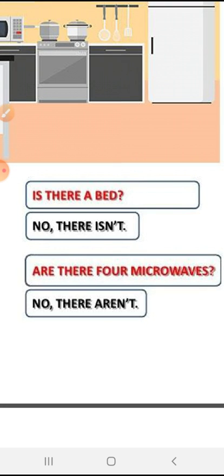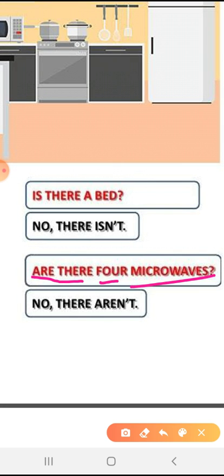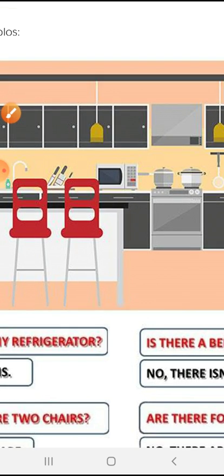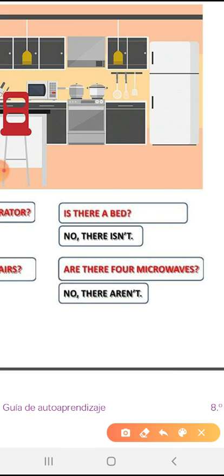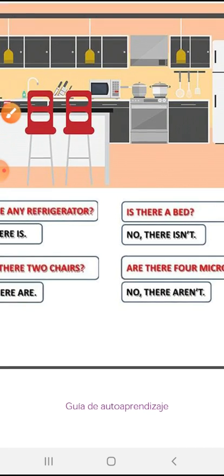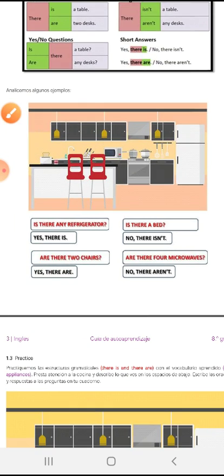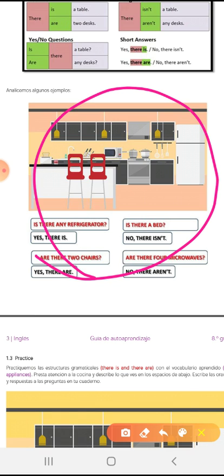Now the final example. Are there 4 microwaves? No, there are no 4 microwaves. There's only 1 microwave. Entonces la respuesta sería no, there aren't. Okay? Okay, that's it. Esas son las respuestas correctas. Those are the short answers based on the picture that we have over here.